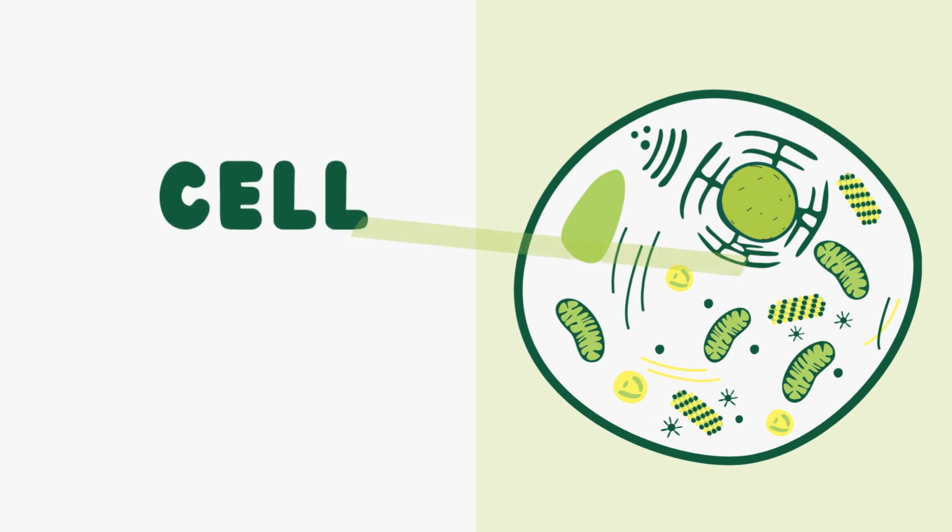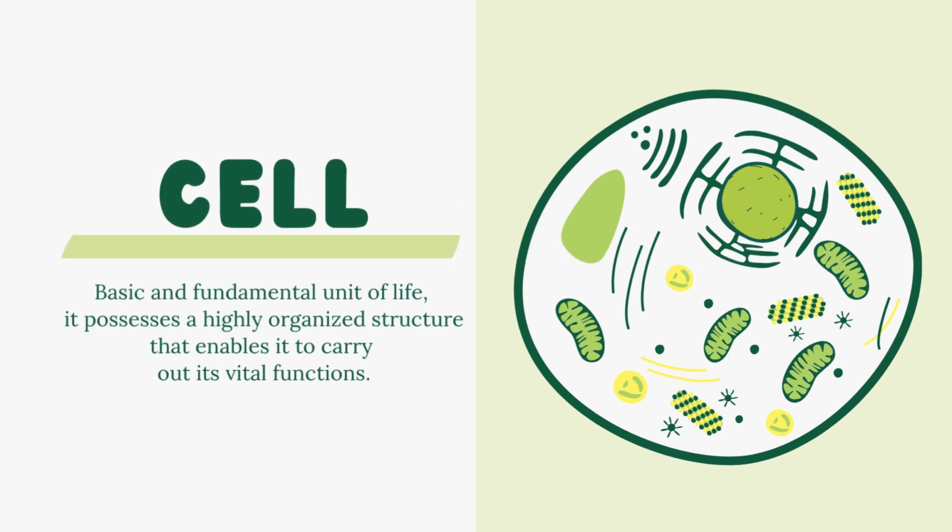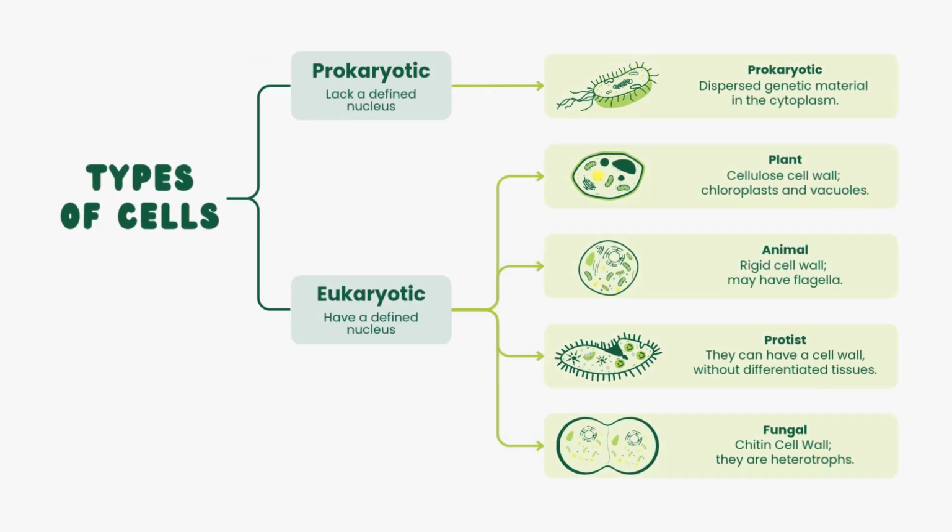So let's get started. The cell is the basic and fundamental unit of life, and it possesses a highly organized structure that enables it to carry out its vital functions. And as we've already talked about before, there are two types of cells. So you have prokaryotic cells, which lack a defined nucleus, and have dispersed genetic material in the cytoplasm. You can tell that it's fairly simple compared to our other types of cells.